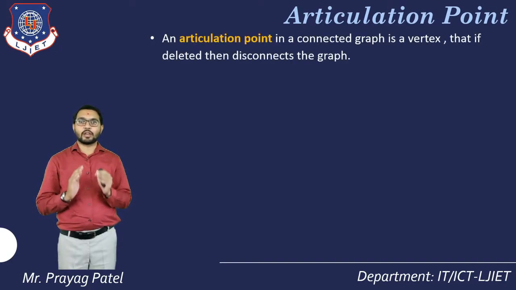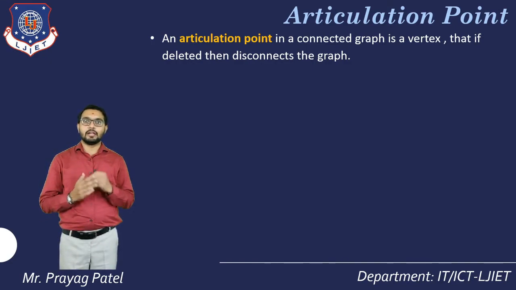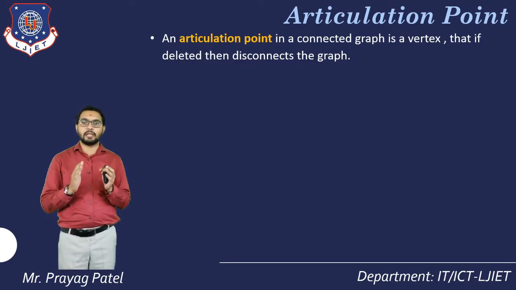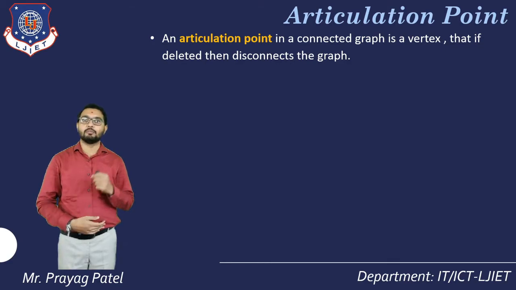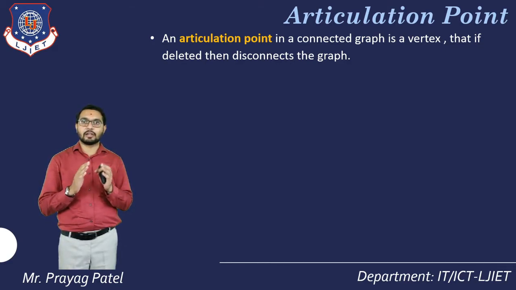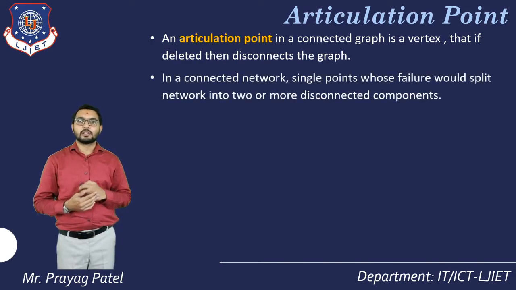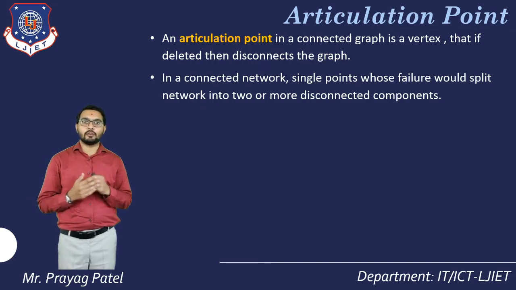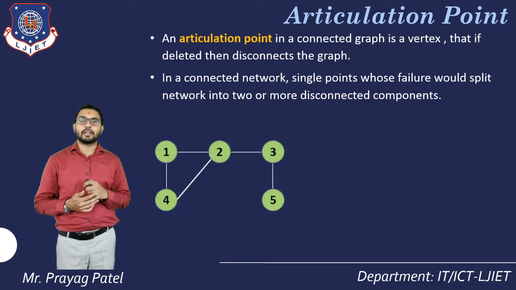So first, let's understand what an articulation point is. An articulation point in a connected graph is a vertex that, if deleted, disconnects the graph. We can say that if any node or vertex is deleted from this graph, then the graph is divided into two subgraphs; that vertex is called the articulation point. Consider the second point: in a connected network, a single point whose failure would split the network into two or more disconnected components is called the articulation point.